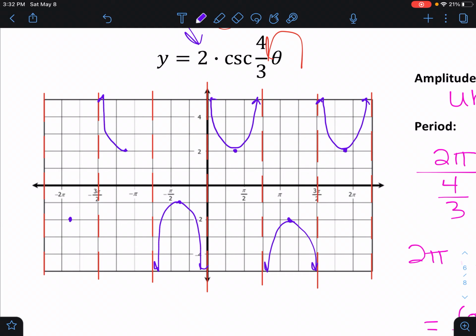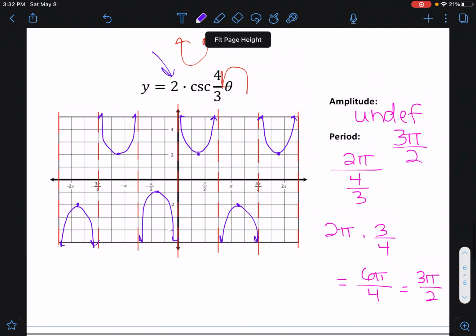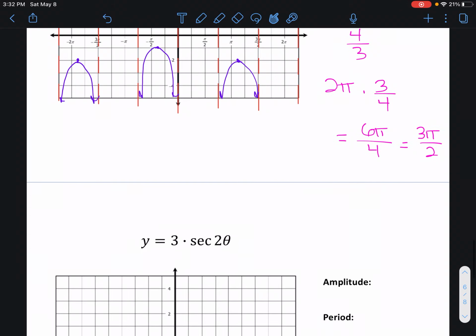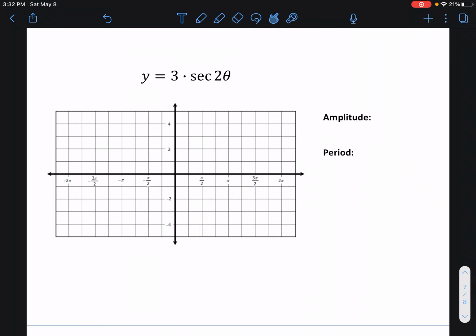It's a little bit off, but looks a little ugly. Okay, there we go. That is cosecant. And we've changed that amplitude and period. All right, I hope that makes sense. Let's try the secant one. Again, if it's helpful, you can always go up and look at your other one.